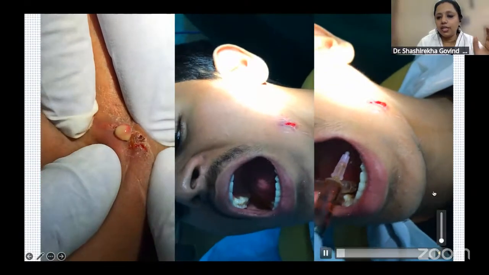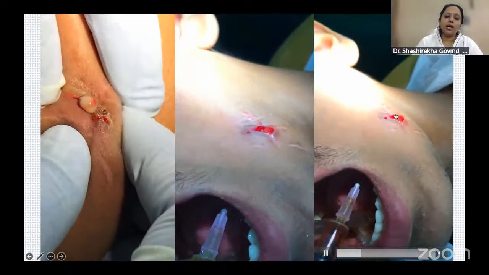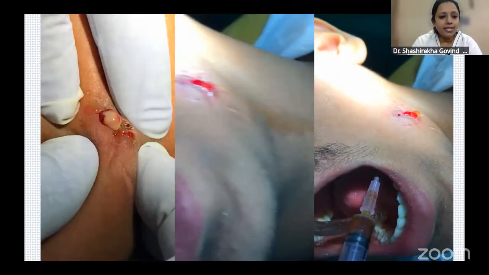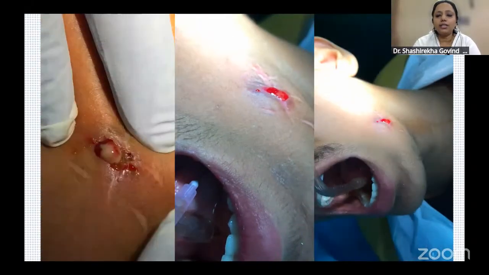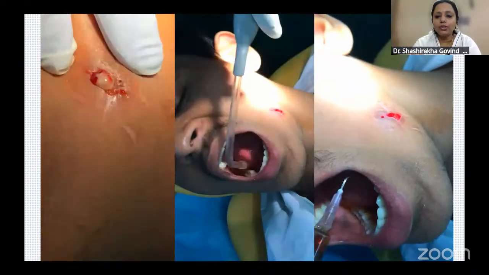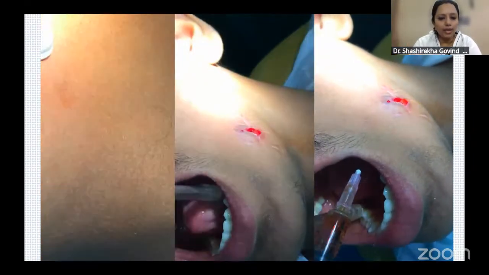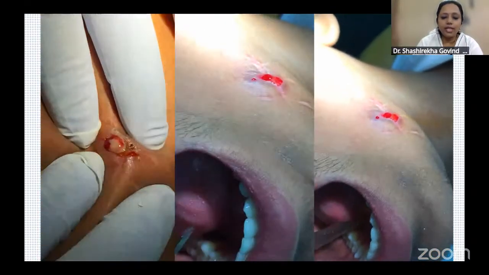See here, you can appreciate well how the irrigating solution is coming out. And when such a thing is happening, definitely, you won't believe, the success rate is 100%. You have to treat the canal well and leave it to heal. Definitely everything will be resolved.